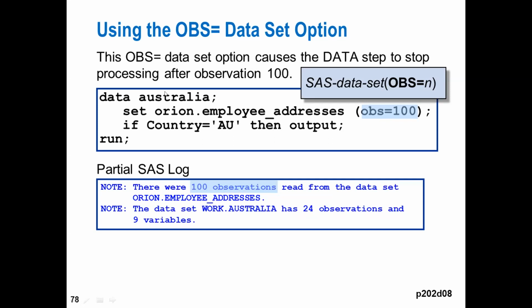And what is the criteria in your data step? If country is AU, then output. So among all these 100 observations, wherever the value for country is AU, only then it should write that observation to your output data set. Out of 100 observations, 24 observations are for country equal to AU.